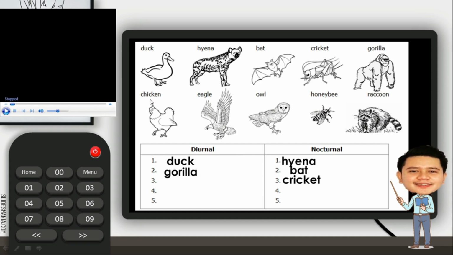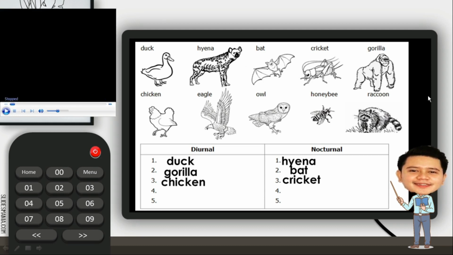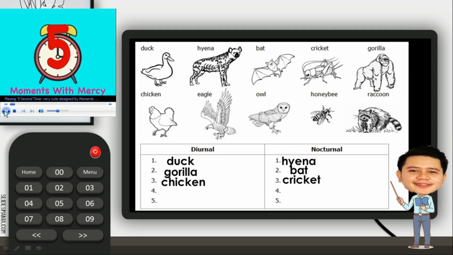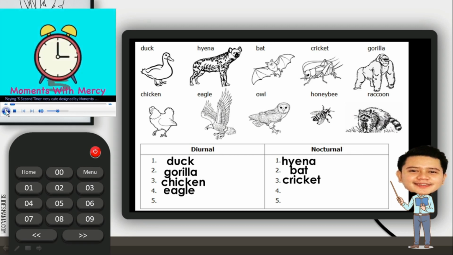Next, we have chicken. Is it diurnal or nocturnal animal? 5 seconds. Alright, the correct answer is diurnal animal. Very good. Next, an eagle. Diurnal or nocturnal? 5 seconds. Alright, the correct answer is diurnal. Very good. Next, an owl. Is it diurnal or nocturnal animal? 5 seconds.